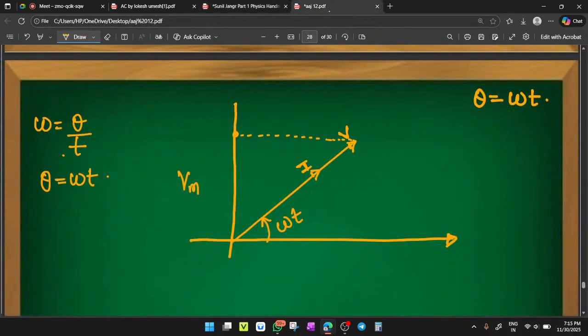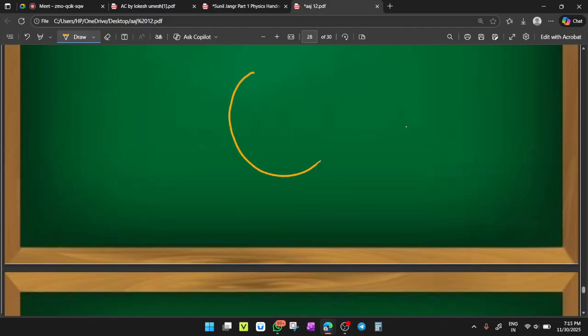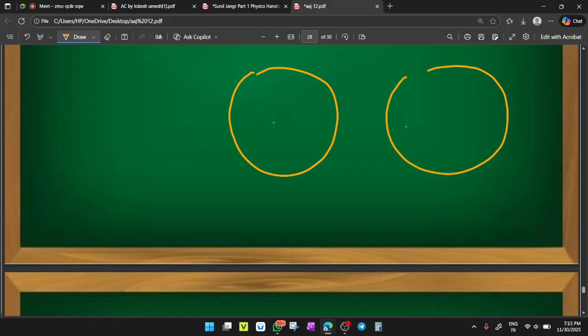Actually, more information about phasors, like there are two grounds, in which a racing track was there.